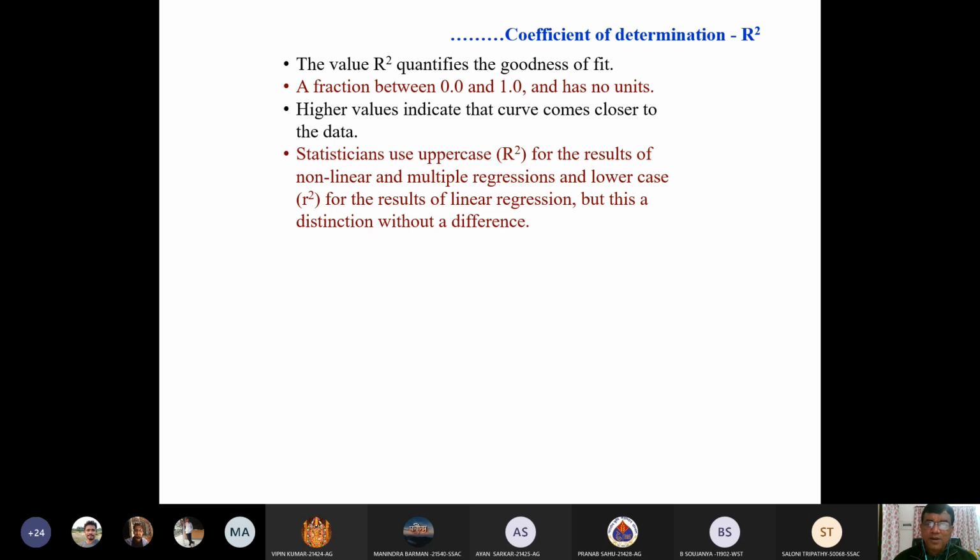Whether you write small r or capital R for correlation coefficient, or small r square or capital R square for coefficient of determination, the value will not change. It is only that some statisticians follow this.